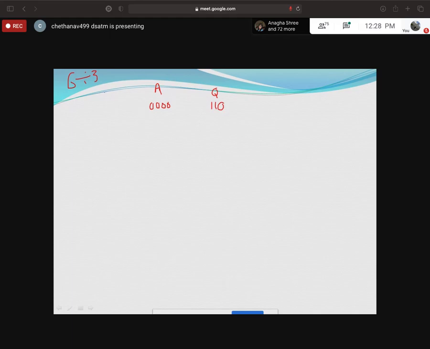Okay. And what is your divisor? 3. 3 is nothing but 1, 1. Please write it as 0, 0, 1, 1. So please write it. So now how many cycles will come? Can you tell me? How many cycles are required?